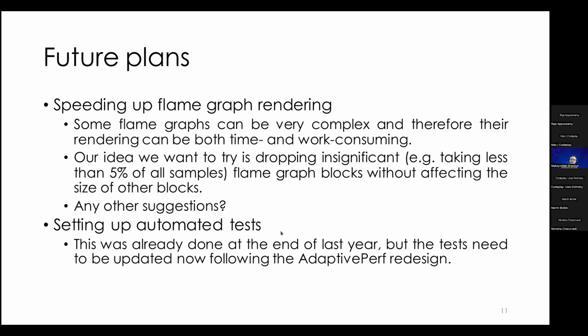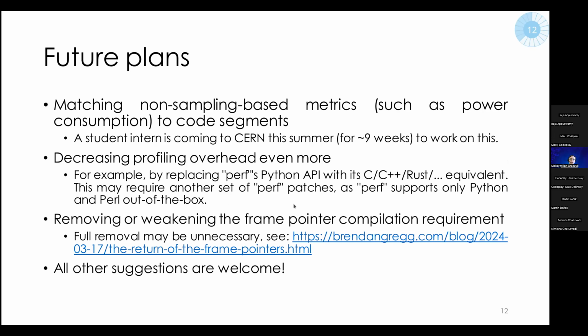Next, very briefly, automated tests. These were set up already at the end of last year, but AdaptivePerf has been largely redesigned recently, so we need to update the tests now. We also want to make AdaptivePerf match non-sampling-based metrics such as power consumption, I/O bus usage, network bandwidth, etc. to code segments, so that you can also have flame graphs or some plots over flame graphs related to this. And a student intern is coming to CERN this summer for about 9 weeks to work on this specific project. So this is one of the points which we will definitely be working on.